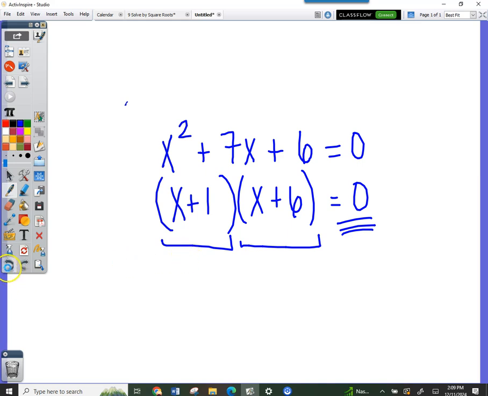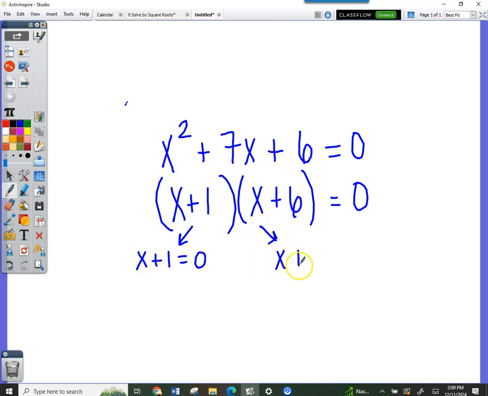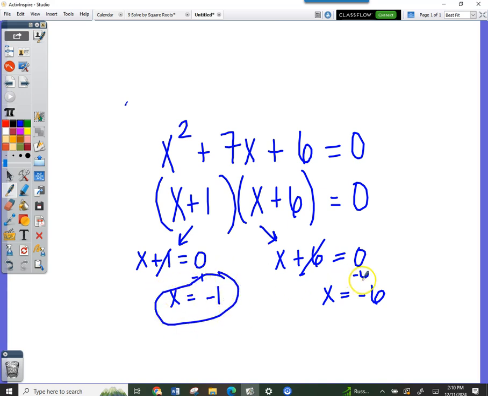So we said, all right, we're going to take each of them out, split it apart, and say, well, you need to be 0, and you need to be 0. And then we solve. So we take the 1, subtract it. Over here, we get x equals -1. We take the 6, subtract it. Over here, we get x equals -6. We solve the quadratic down to it's -1 or -6. Remember that?